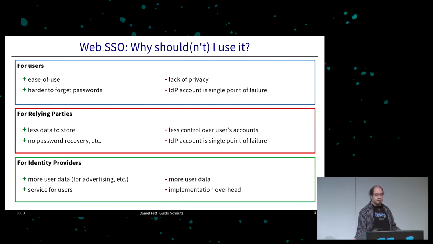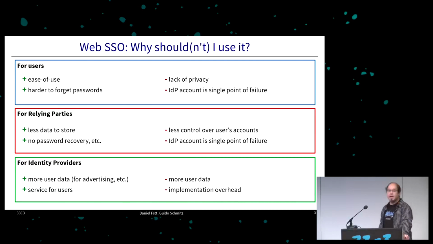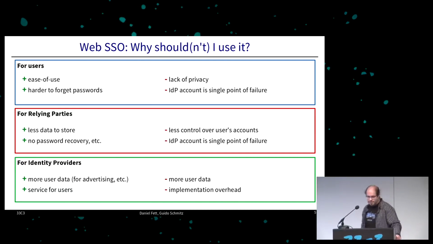So for identity providers, the advantage is clear. They get more user data, and they can provide some service for their users, which perhaps makes it more attractive for users to use that identity provider. On the downside, they also have to take care about more user data. They have to store and protect it, and they have to have the overhead of implementing and running this single sign-on system.